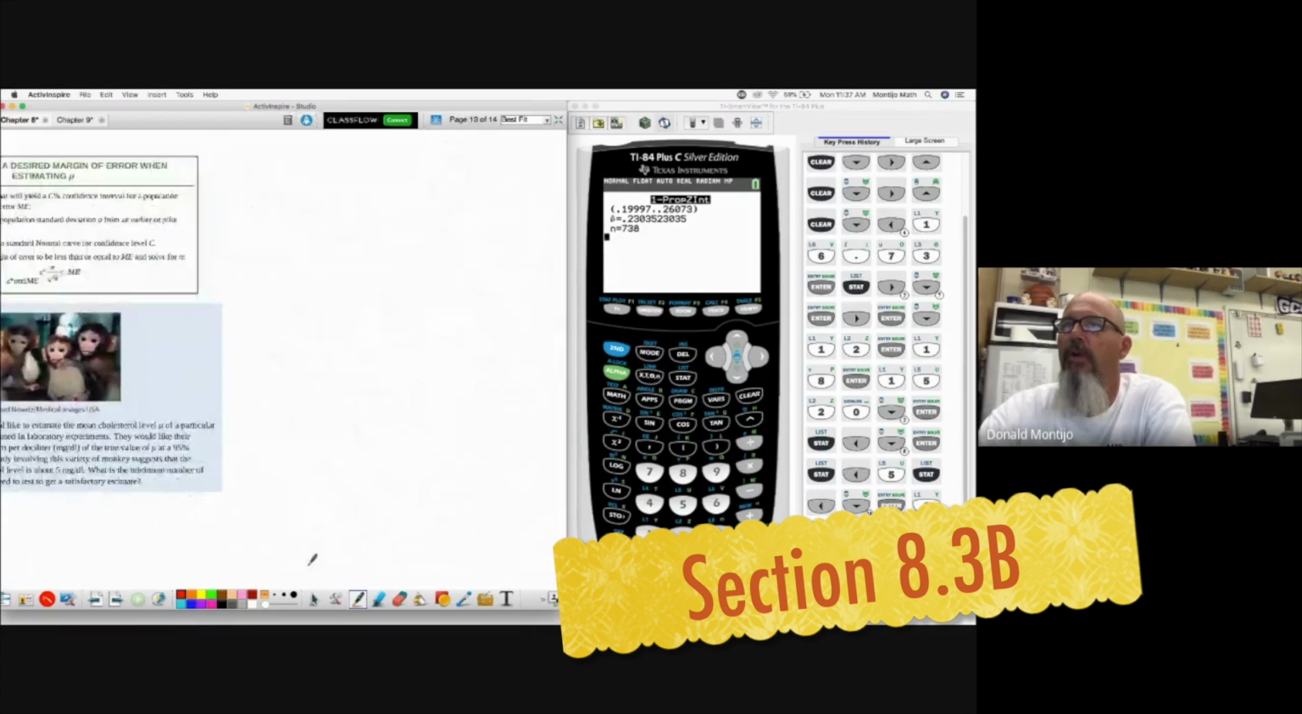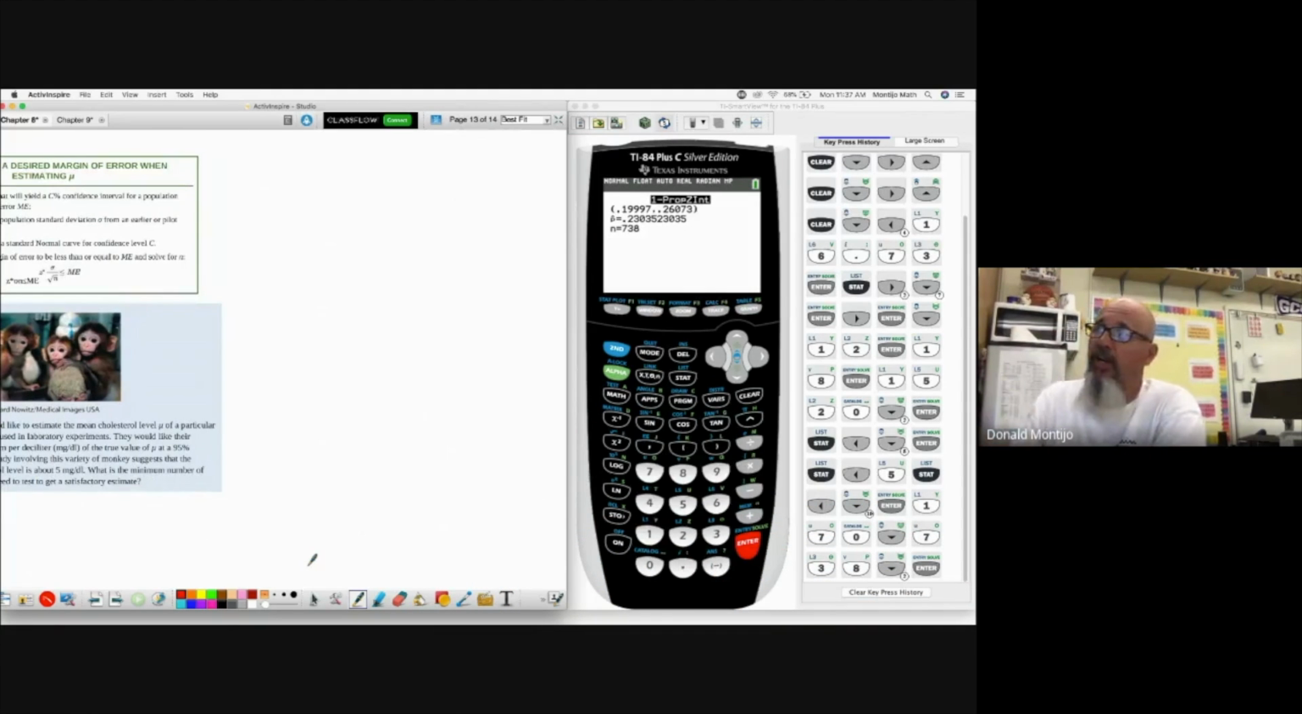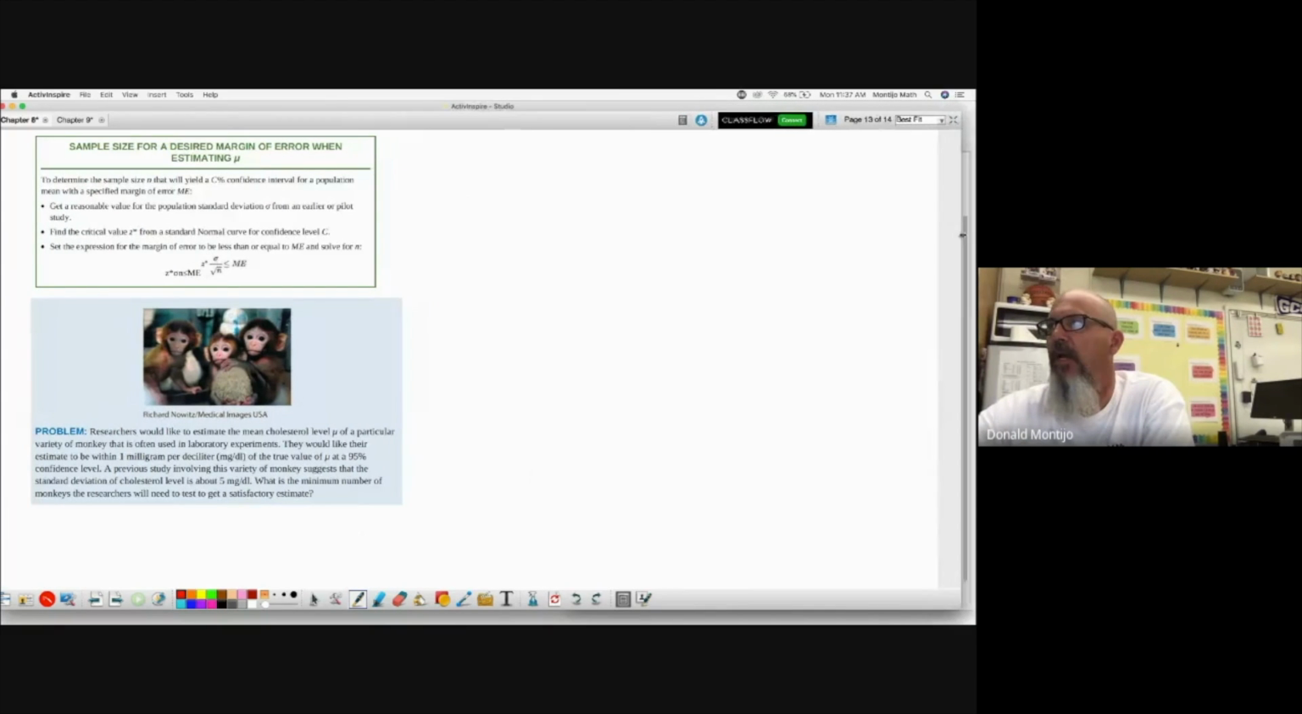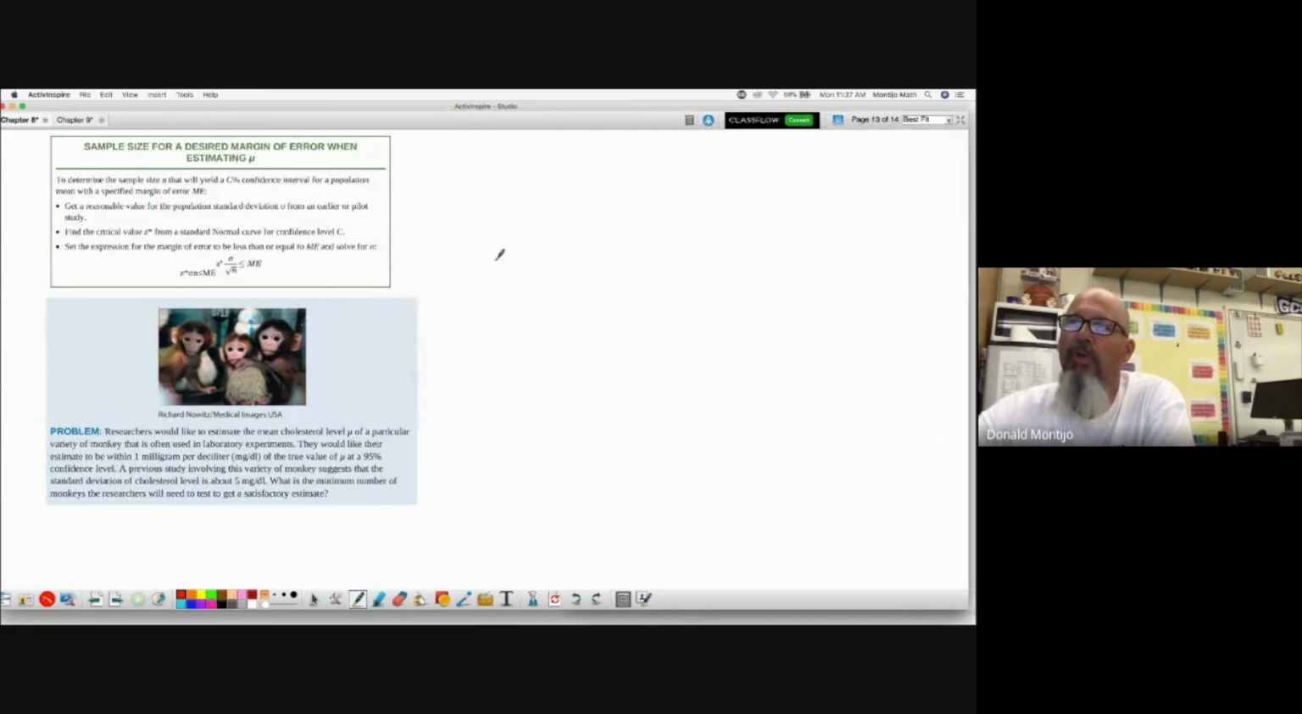Let's get back to where we were. All right, now what about if we want the desired margin of error? So once again, your boss tells you, construct a confidence interval and be this confident. Okay? How many samples would we need?